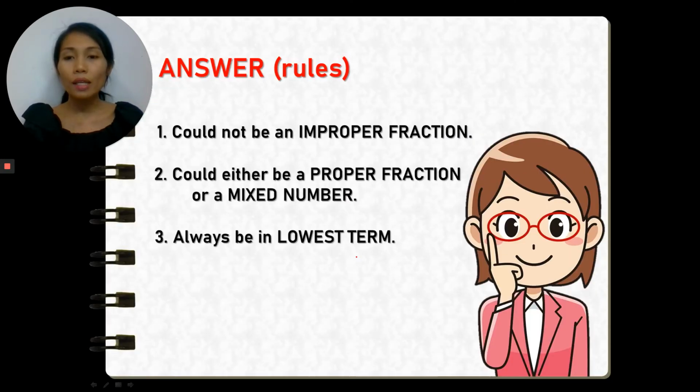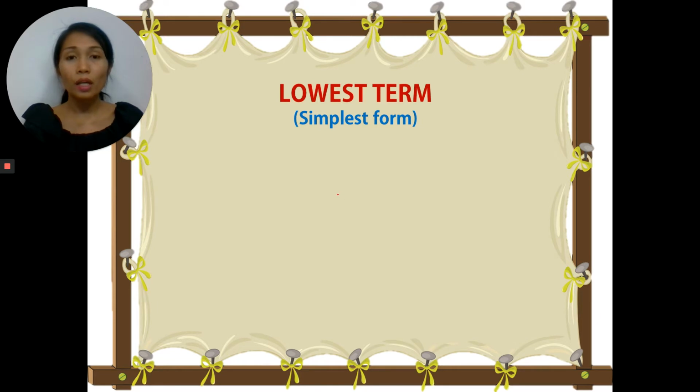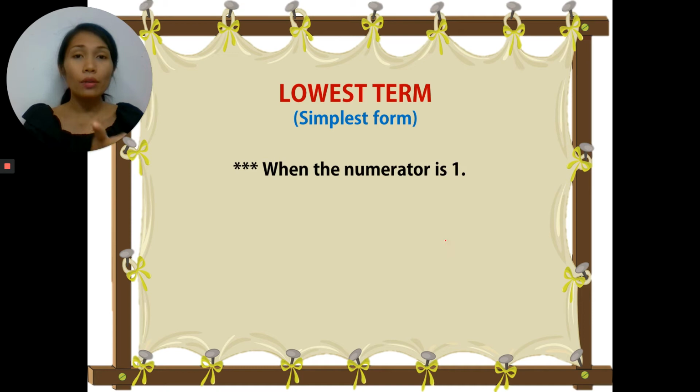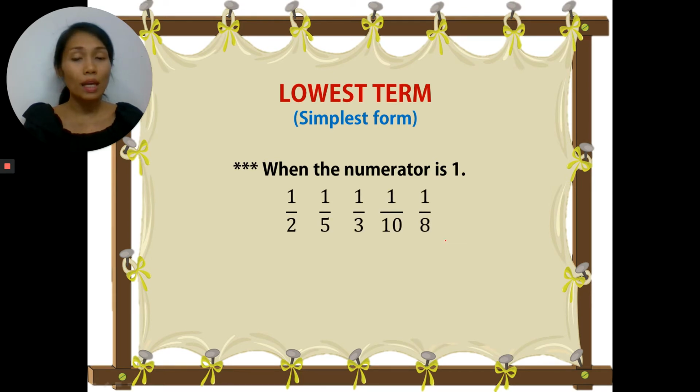Now the third rule is it should always be in lowest term. Your answer should always be in lowest term. How will you know if your answer is in lowest term? When the numerator is already 1, then your answer is already in lowest term, like 1/2, 1/5, 1/3, 1/10, 1/8.